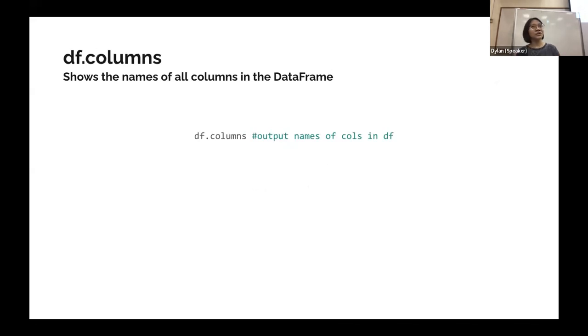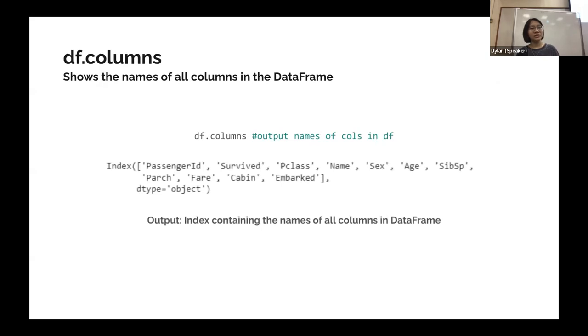Now you want to know, okay, I have 11 columns, but what are the features of these columns? What are the column names? Then you will use df.columns, which is a function that shows the names of all the columns in your data set. If you run this line, you will get an index that contains the names of all your columns in the data frame. As Dylan prefaced earlier on the data set, you should be able to see these 11 columns as part of your data set.